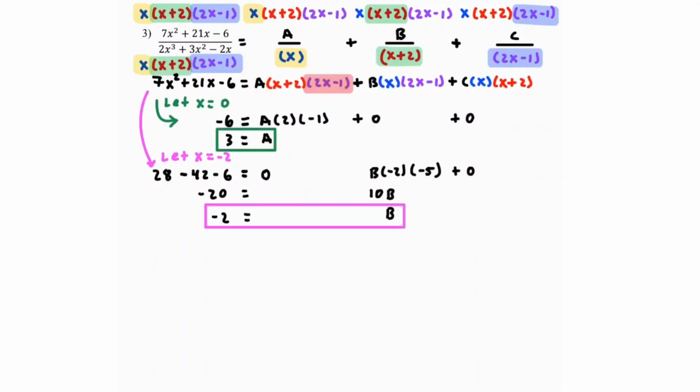Now, we're probably looking at this 2x minus 1, and you're probably thinking, let's let x equal 1/2. Yes, this will work. However, you're going to be dealing with 7 times 1/2 quantity squared plus 21 times 1/2 minus 6. So you're going to be dealing with halves.